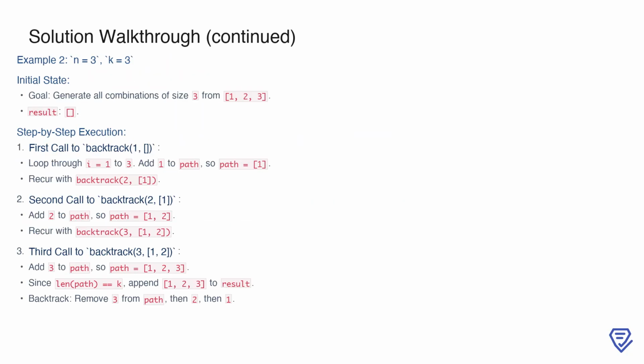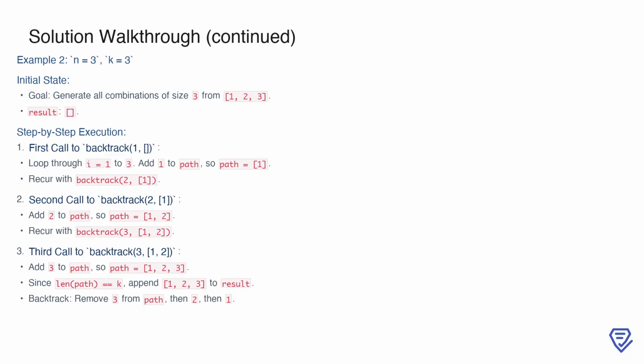Now let's look at a scenario where n equals 3 and k equals 3. Our goal is to generate all combinations of size 3 from the range 1, 2, 3. We start with an empty result list and call backtrack(1, []). In this initial call, we loop through numbers starting from 1. Adding 1 to the path gives [1], and we make a recursive call with start equals 2 and path equals [1]. In the second call, we add 2 to the path, forming [1, 2], and recur again with start equals 3 and path equals [1, 2].